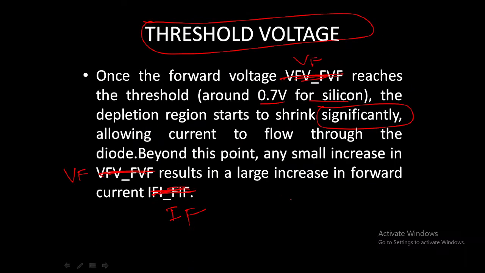So beyond that point, what happens? If there is any small increase in voltage, even a point increase, there will be a rapid or drastic increase in the value of the current. So after the threshold voltage, even a small change in the voltage value causes a drastic change in the current value.